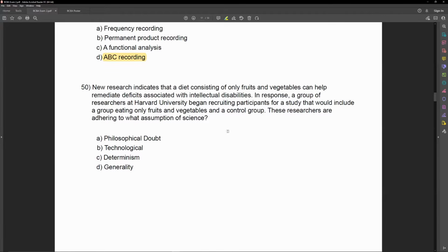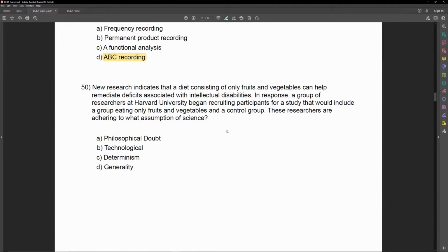Yes, philosophical doubt is essentially questioning everything. Questioning known theories, questioning unknown theories, questioning known research, and continuing trying to test that research and trying to evolve that research so we can all get better. These researchers are adhering to philosophical doubt for the research of diets consisting of fruits and vegetables helping intellectual disabilities. Why is it not technological? Well, technological means repeatable.